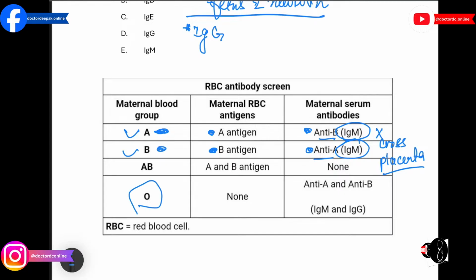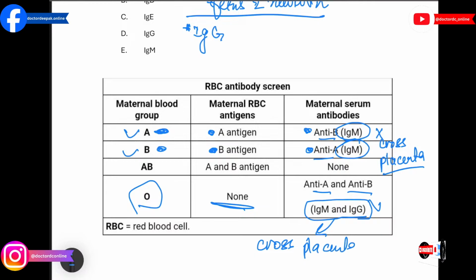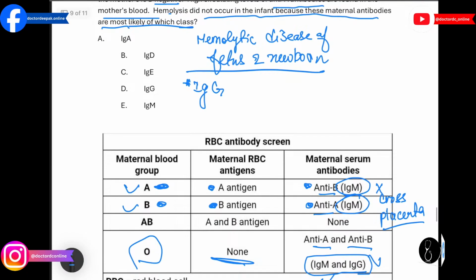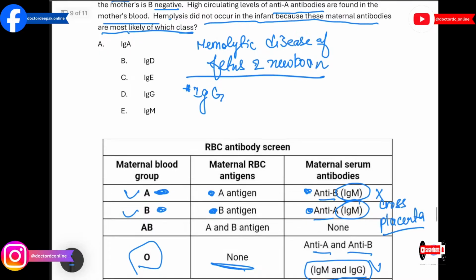But if anybody has O blood group, they will have no antigens, but they have both antibodies, anti-A and anti-B, as a combination of IgM and IgG. Now that IgG will go across the placenta and by crossing the placenta can cause hemolysis. So if anybody has O blood group, her baby has the risk for hemolytic disease of the fetus and newborn.